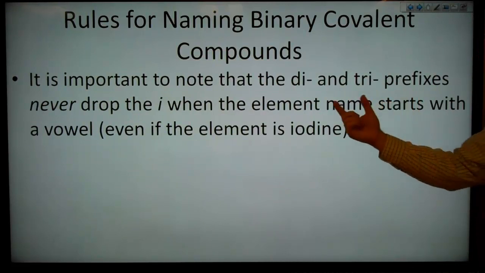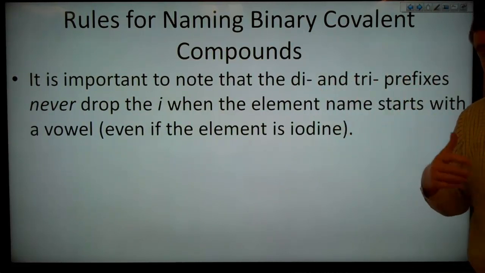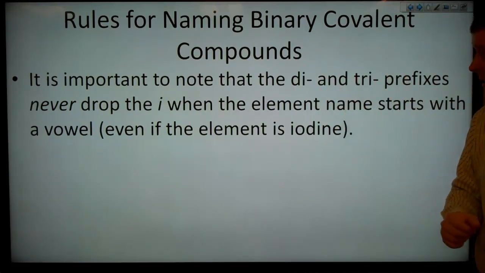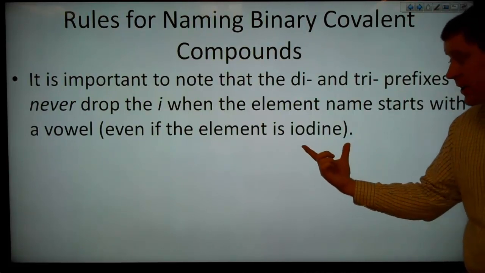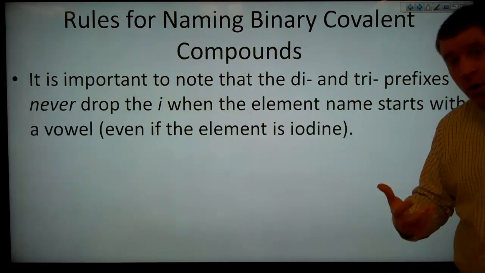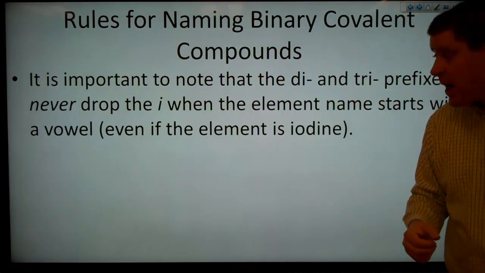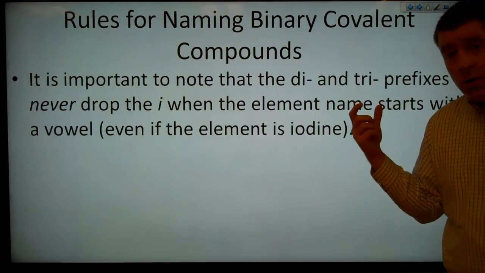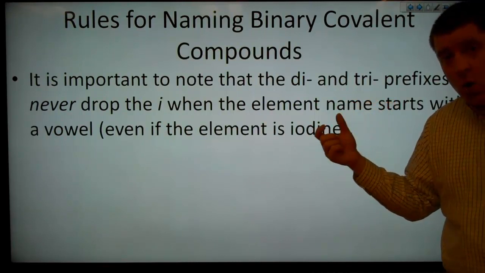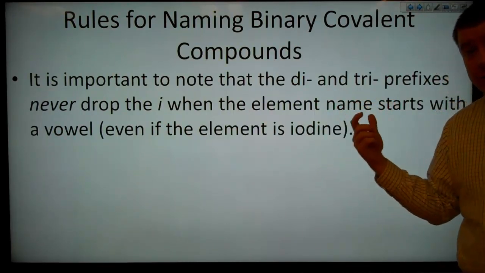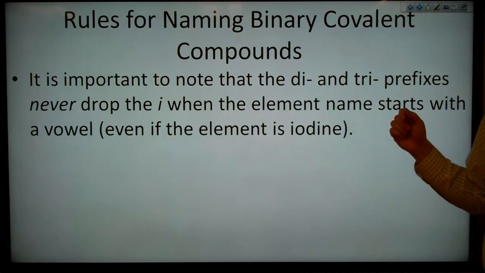It's also important to note that the di and tri prefixes never drop the I when the element name starts with a vowel, even if the element is iodine. So you're only doing this with element names that start with a vowel, so only those 3. And you're only doing this with those prefixes that end in O or A. You're not doing it with di or tri, so those prefixes that end in I.